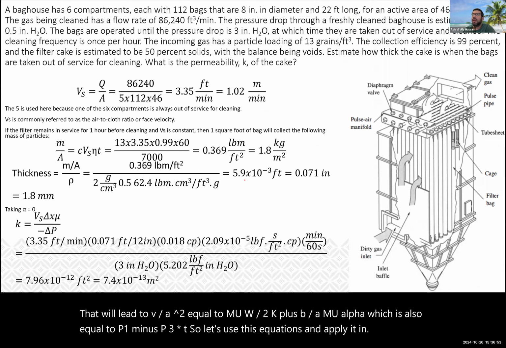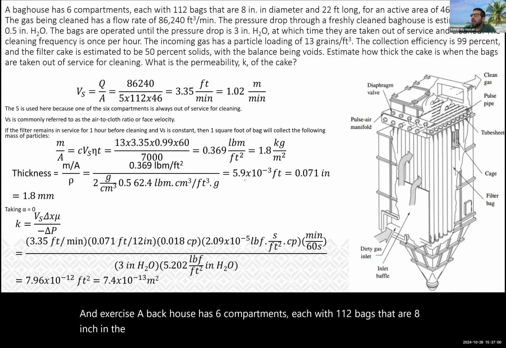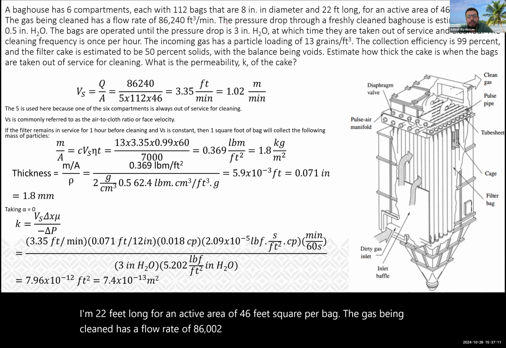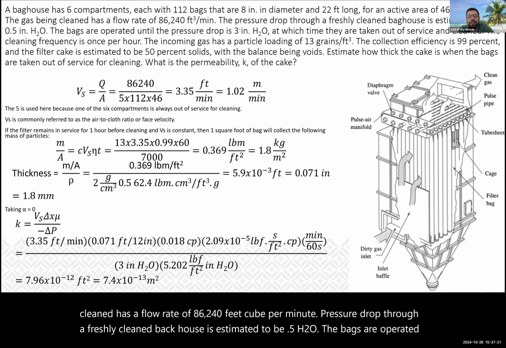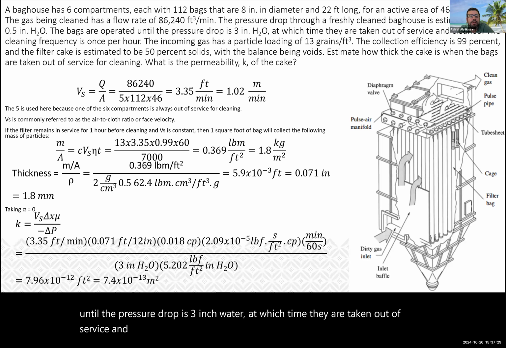A baghouse has 6 compartments, each with 112 bags that are 8 inches in diameter and 22 feet long, for an active area of 46 feet square per bag. The gas being cleaned has a flow rate of 86,240 feet cubed per minute. Pressure drop through a freshly cleaned baghouse is estimated to be 0.5 inch H2O. The bags are operated until the pressure drop is 3 inches of water, at which time they are taken out of service and cleaned. The cleaning frequency is once per hour.